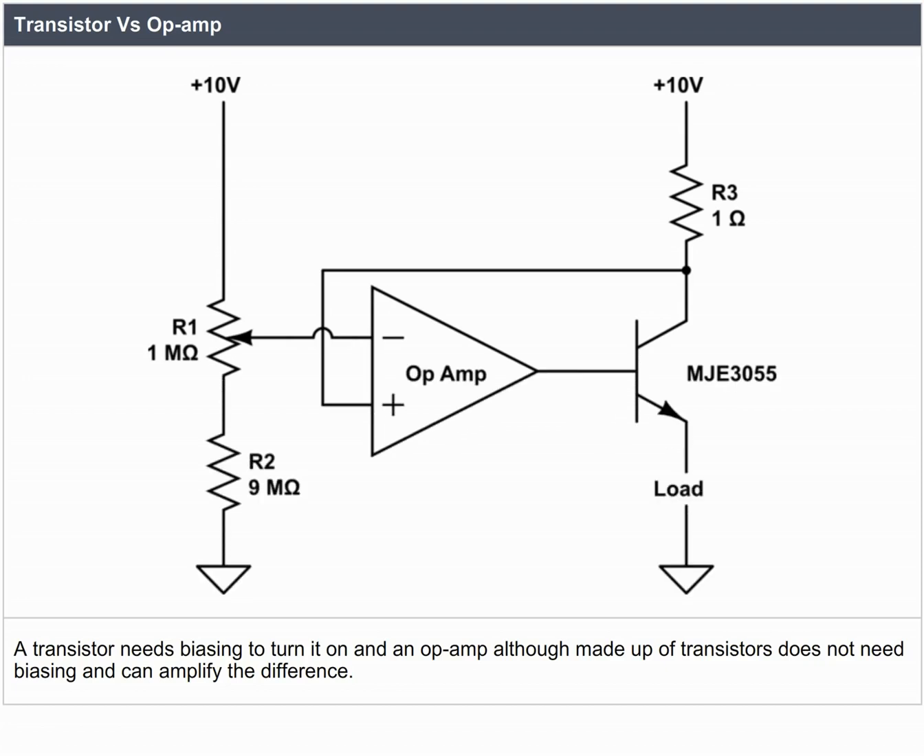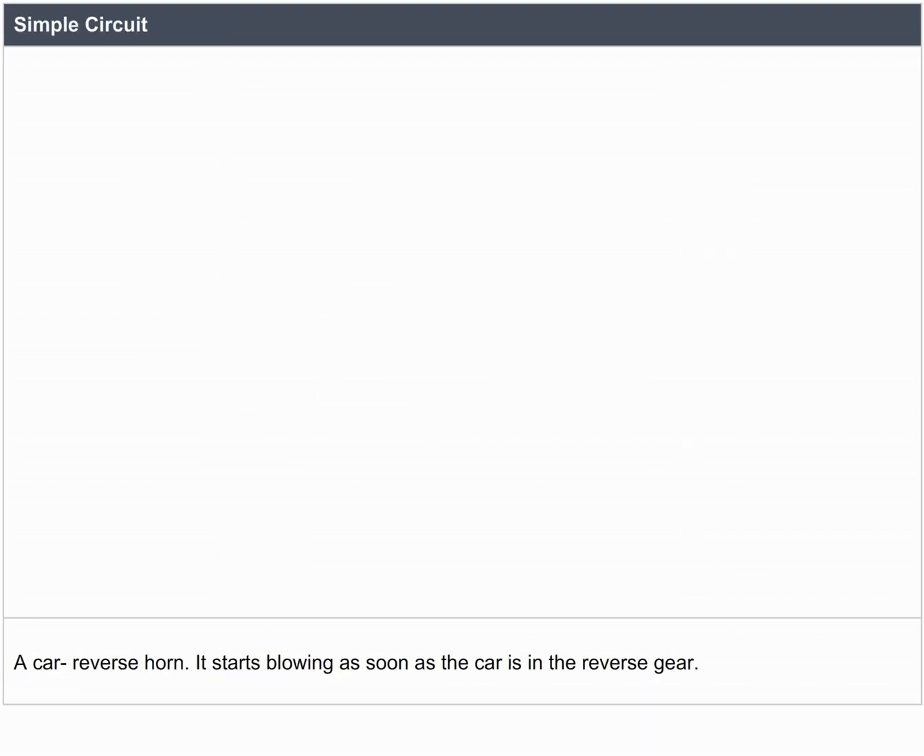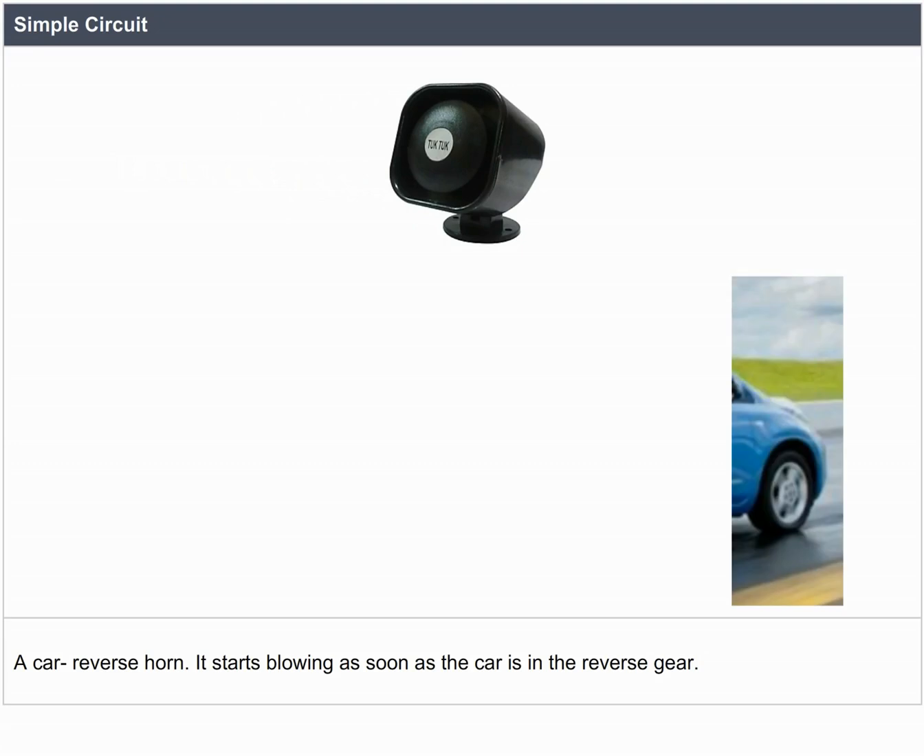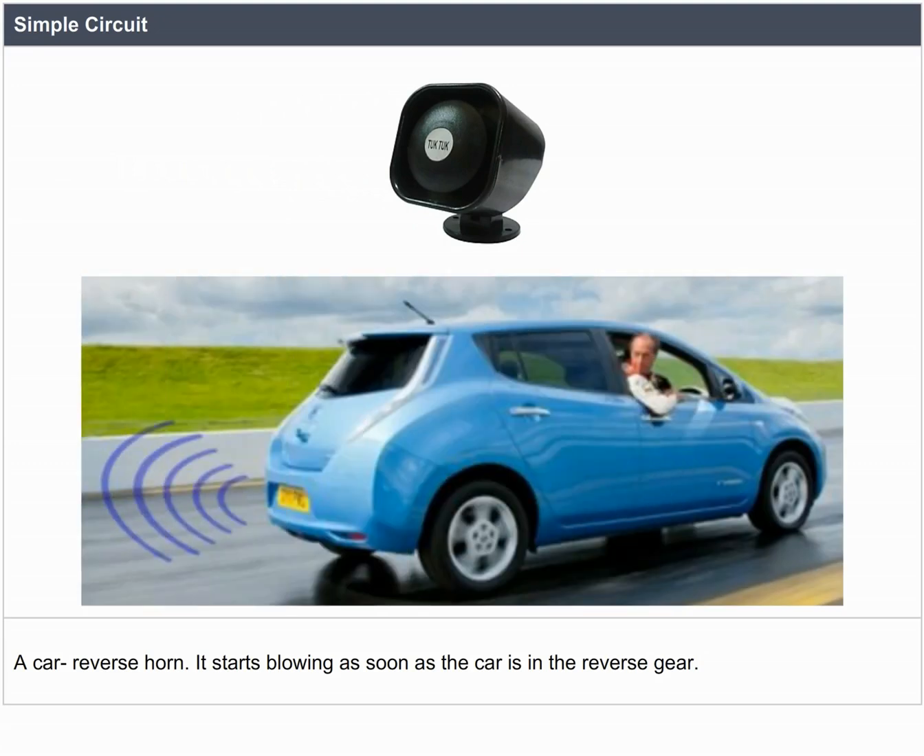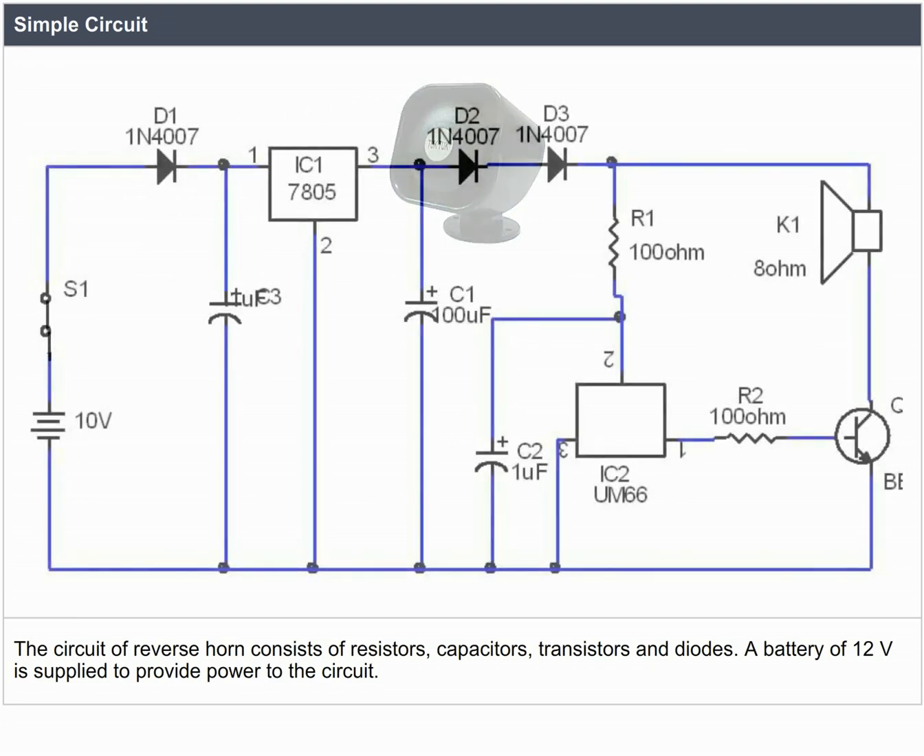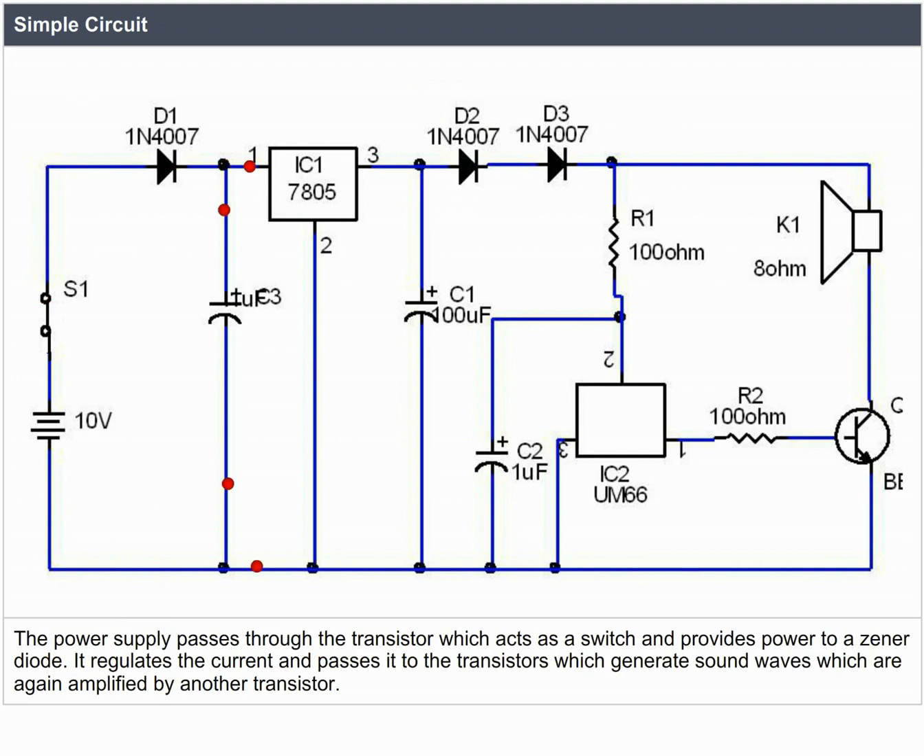Simple circuit. A car reverse horn. It starts blowing as soon as the car is in the reverse gear. The circuit of reverse horn consists of resistors, capacitors, transistors, and diodes. Battery of 12 volts is supplied to provide power to the circuit. The power supply passes through the transistor, which acts as a switch and provides power to a Zener diode. It regulates the current and passes it to the transistors, which generate sound waves, which are again amplified by another transistor.